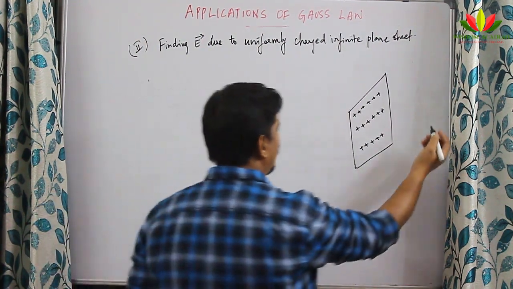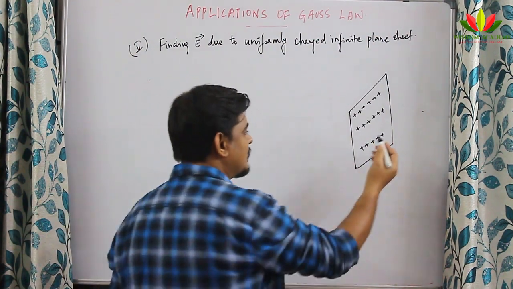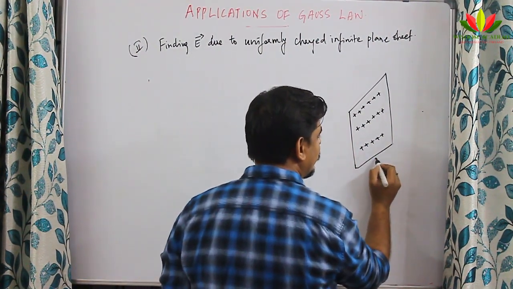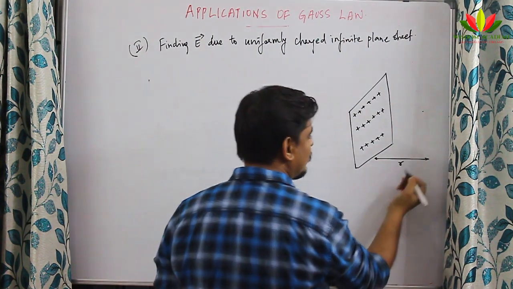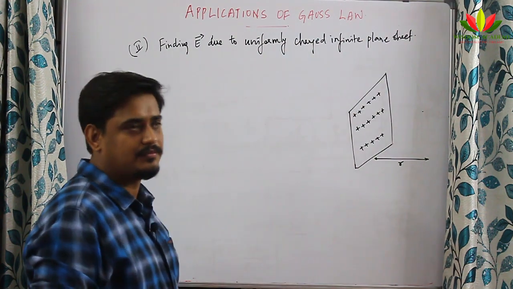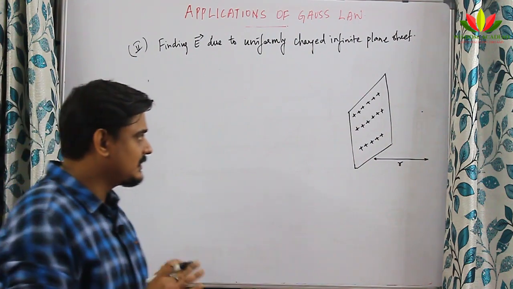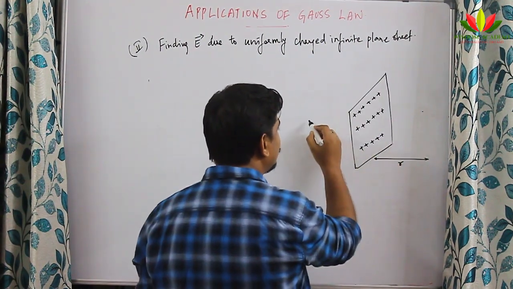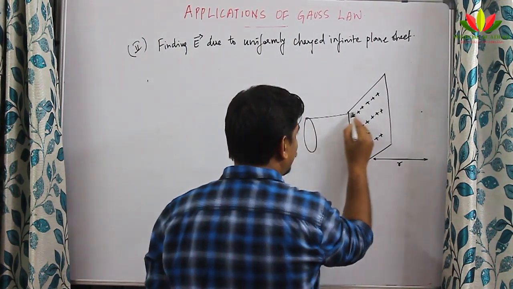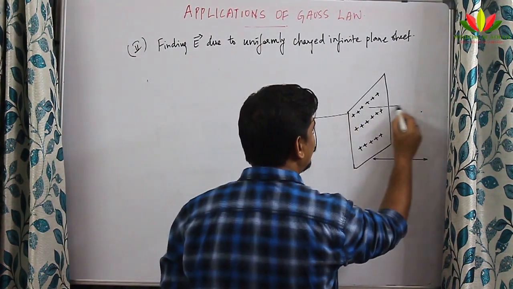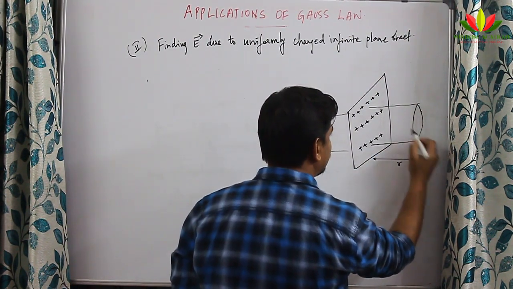I want to find the electric field at any point, let the point be somewhere here, at a distance of r from the sheet. Now, again, to find the electric field, I want to draw the Gaussian surface. I am choosing a cylindrical Gaussian surface in such a way that it passes symmetrically over the sheet.